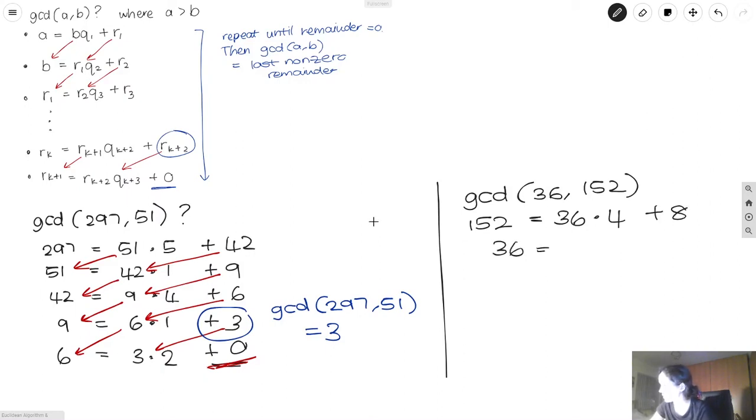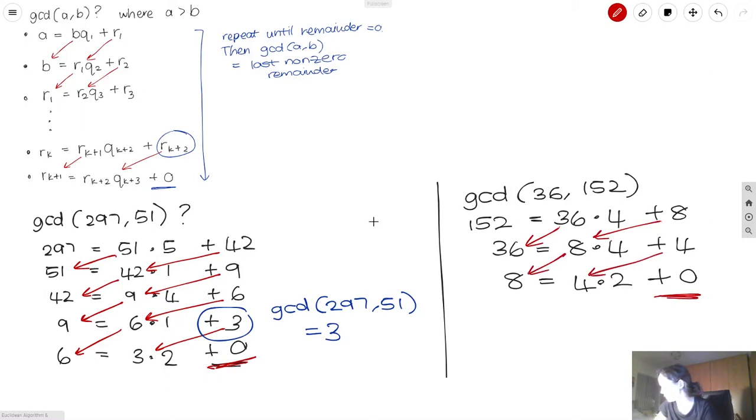Then again, 36 is 8 times 4 plus 4. Then everything's over again. 8 is equal to 4 times 2 plus 0, and we've reached 0. So once again, we move these values over each time until we reach 0, which means that the GCD of 36 and 152 is going to equal 4.